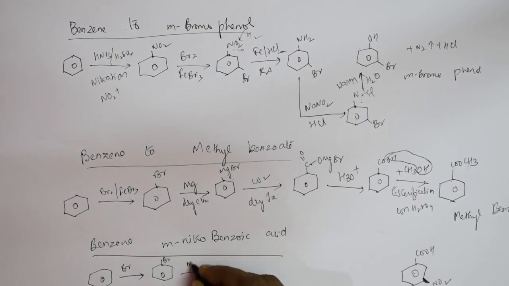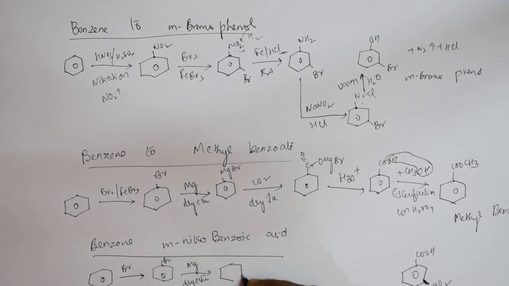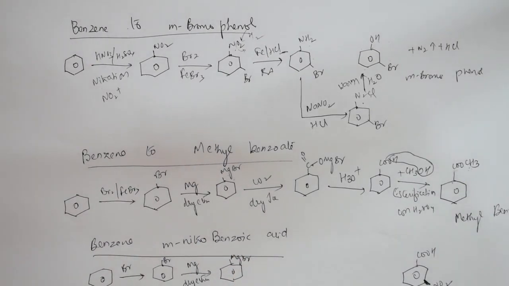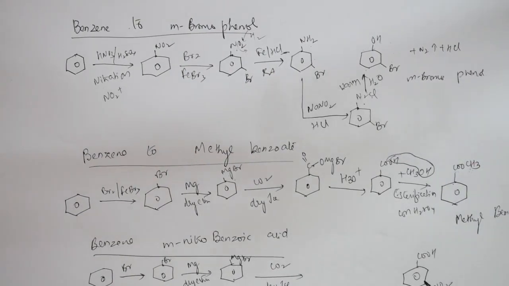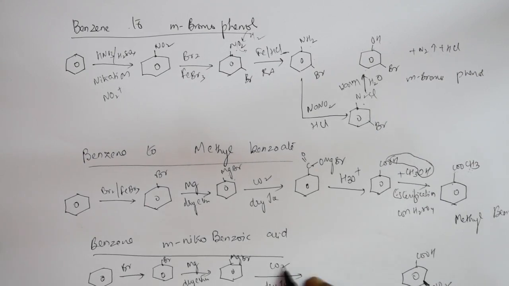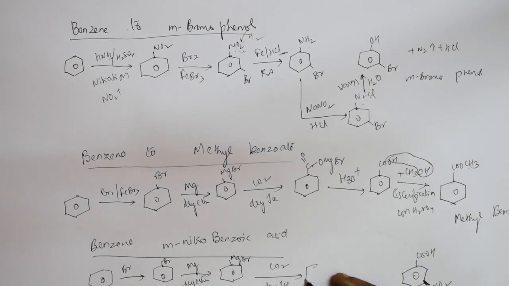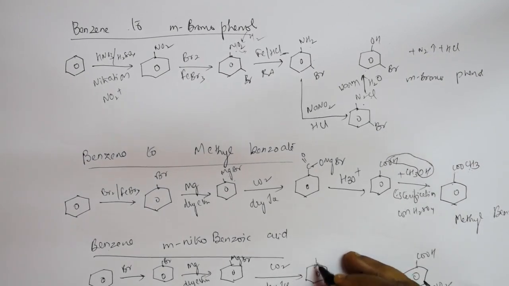Now further I am going to add magnesium in dry ether. When I add magnesium in dry ether, what will this become? This will become MgBr. Grignard's reagent is almost getting ready. Now from here I am going to take carbon dioxide, dry ice. So when I introduce carbon dioxide, gradually I am trying to introduce the COOH group into this.